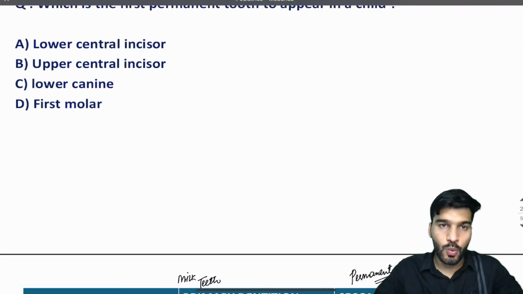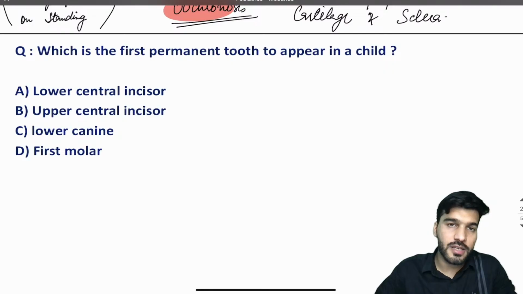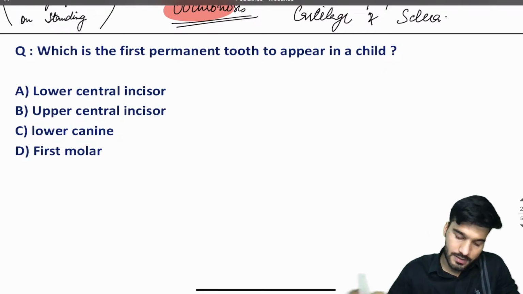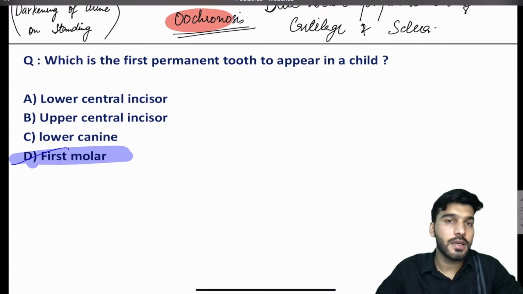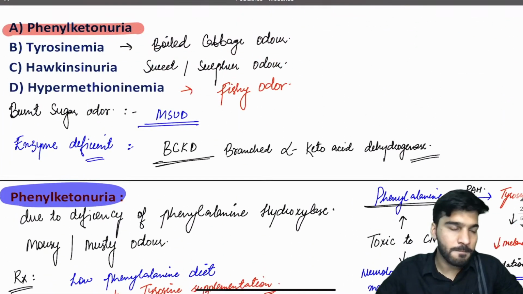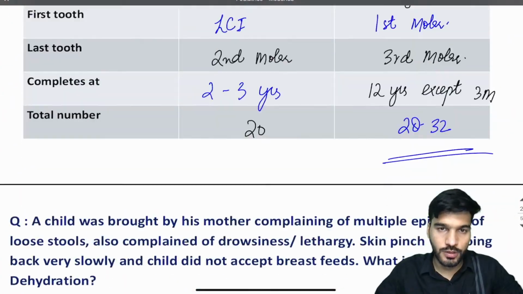Clear? So which of the following is going to be the first permanent tooth to appear in a child? Your answer is going to be the first molar. Okay, clear? Let's move to the next question, guys.